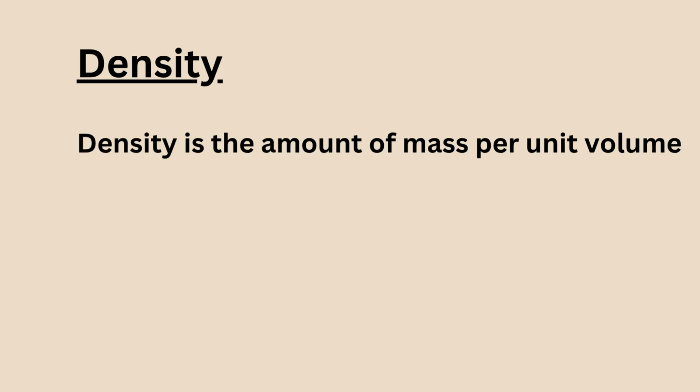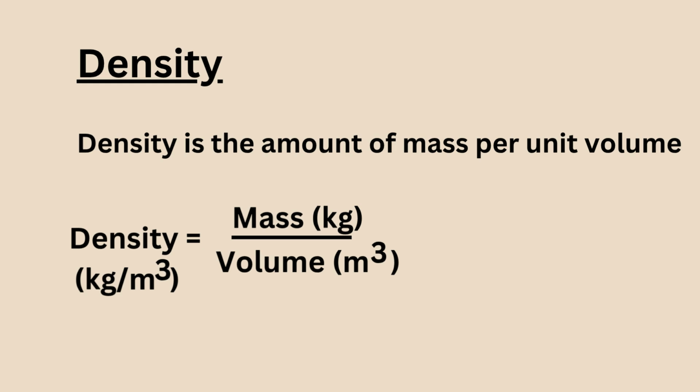Density is the amount of mass per unit volume. So to calculate density, it will be the mass in kilograms divided by the volume in meters cubed, which will give us density as kilograms per meter cubed. In physics, we will always use these units, but in chemistry, sometimes they will use grams, and for volume, they will use centimeters cubed.